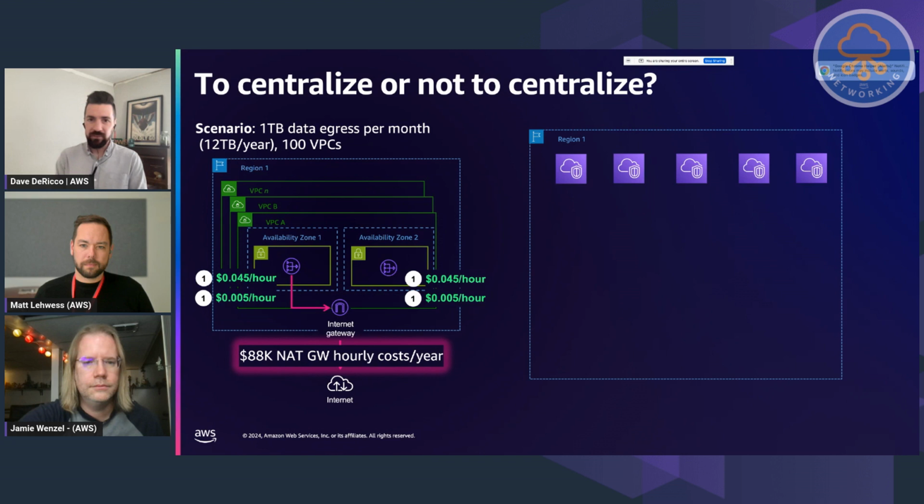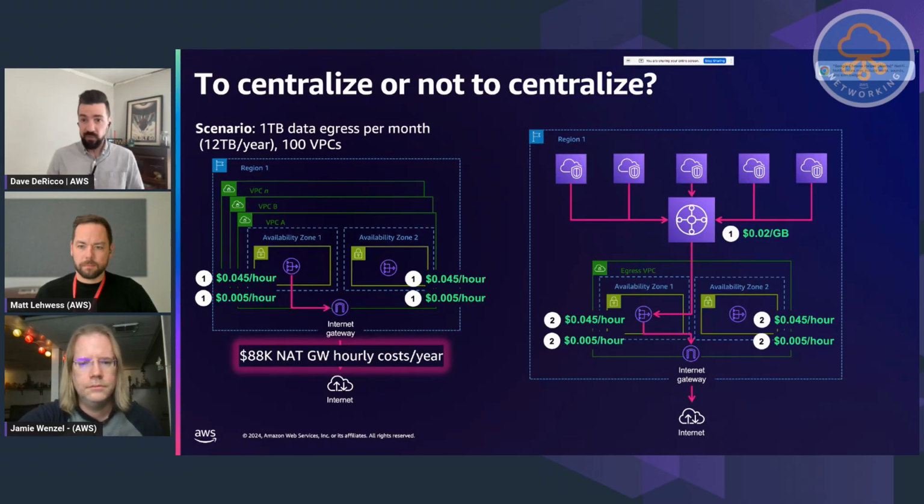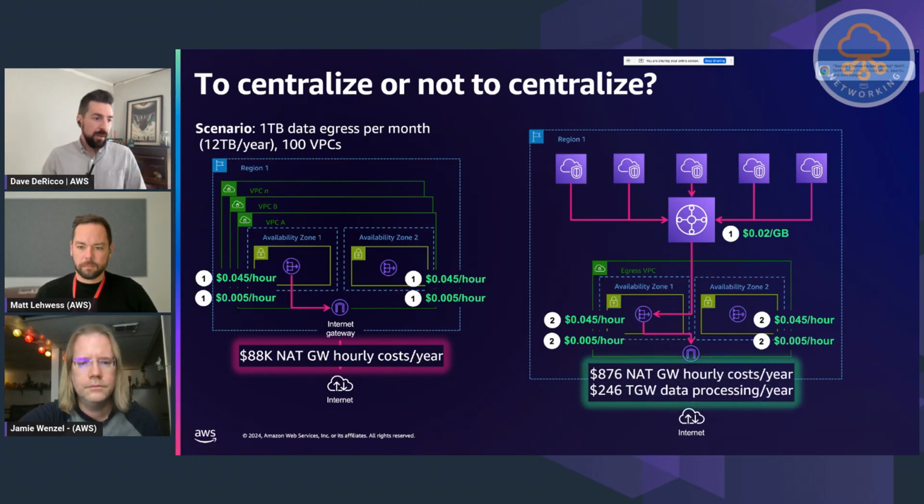Now let's take that same example and plug it into a transit gateway. We've got multiple VPCs here, we've got our transit gateway, and we have a designated egress VPC, and that's where our NAT gateways are going to be. Now we have to factor in the transit gateway data processing costs as part of this new scenario, because that's what's different here. But now we only have a pair of NAT gateways and a pair of public IPv4 addresses associated with them. Once we factor that in, the NAT gateway hourly cost per year plummets to not a whole heck of a lot. And even once you factor in the transit gateway data processing cost, in this scenario it works out super well.